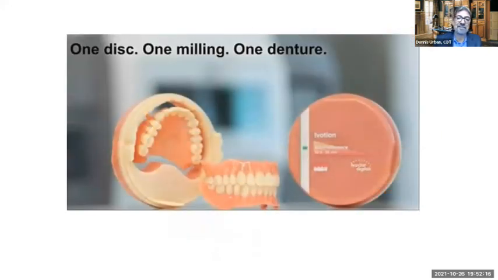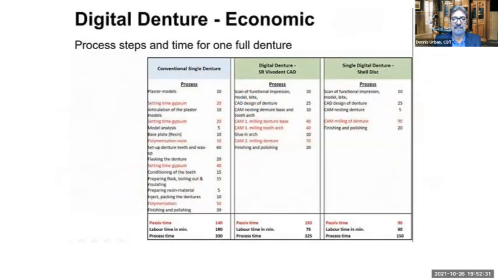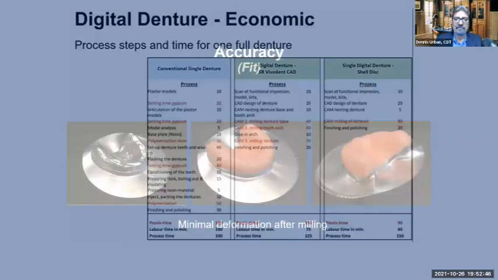Now they came out with a solution to all this trouble with bonding teeth into a denture base. They have a disc that just came out called Ivotion, which is one disc, one milling, one denture. Everything is built into one puck, so you don't have to worry about bonding denture teeth in now. And these are just some of the different timelines. With a conventional single denture, processing time is 3 hours and 30 minutes. With the digital denture, with milling, it's 2 hours and 25 minutes. Now with this new single disc denture, it's 1 hour and 50 minutes, which is cool.